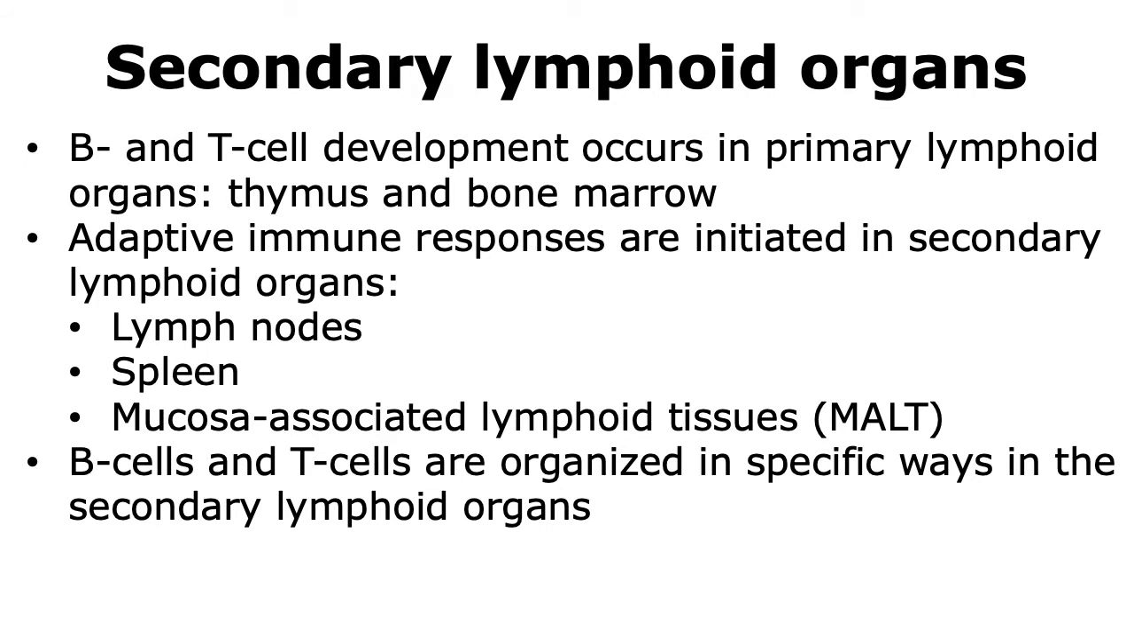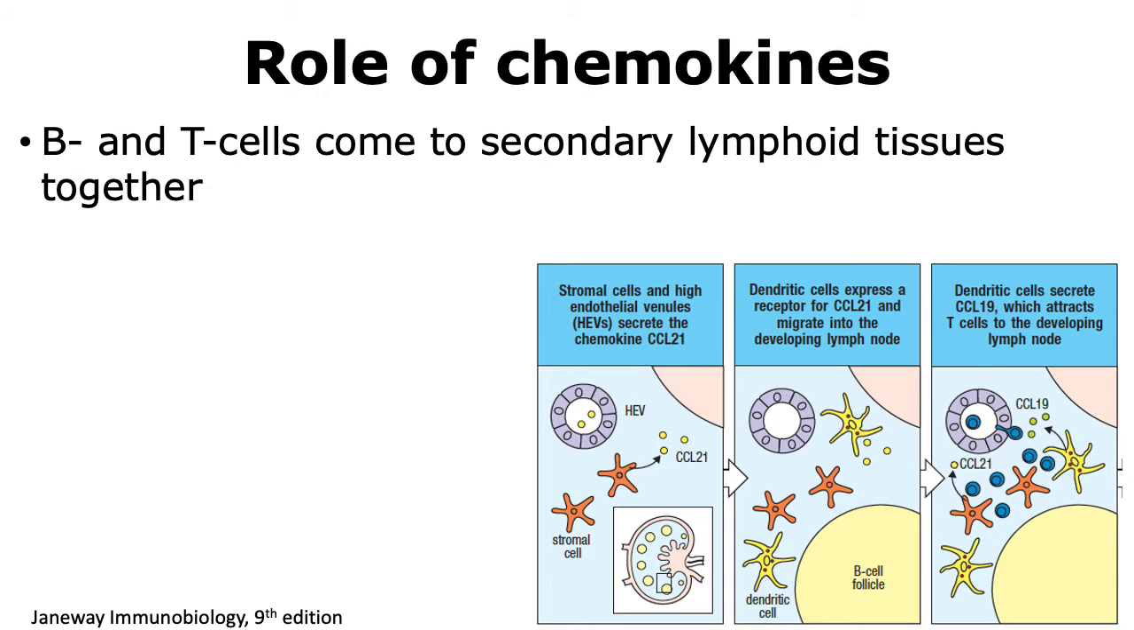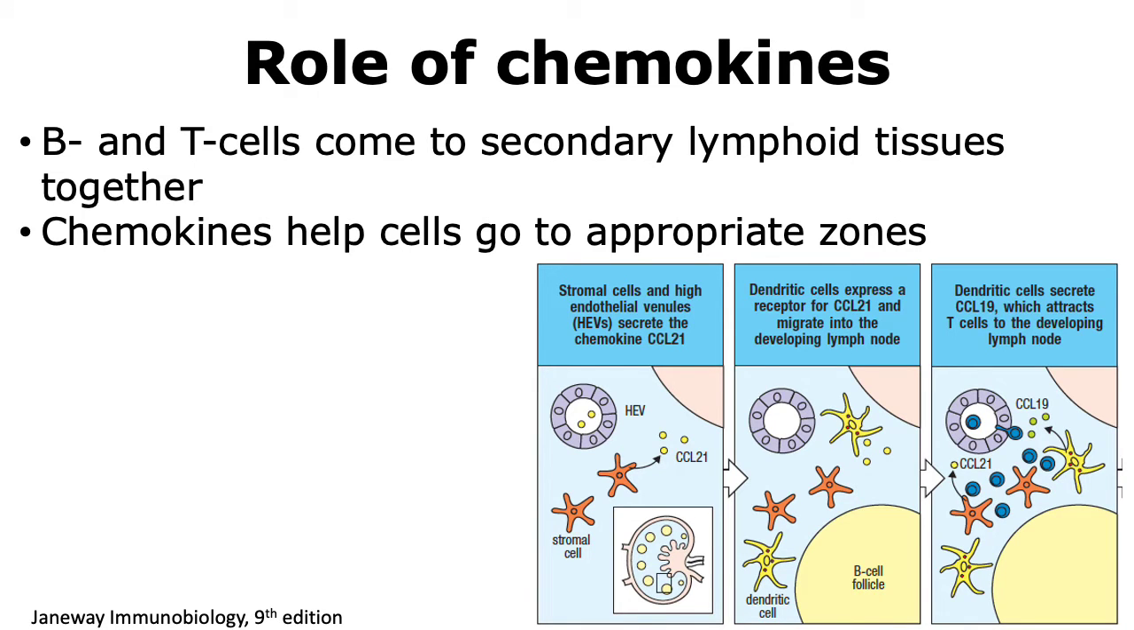B cells and T cells are organized in specific ways in the secondary lymphoid organs, and thus in each of the secondary lymphoid organs or tissues, we are able to observe B cell zones and T cell zones. B and T cells come to the secondary lymphoid tissues together from the blood. So once they enter the secondary lymphoid tissues, how do they know where the B cell zone is and where the T cell zone is? This is where chemokines come into play, and they help the cells go to their appropriate zones.